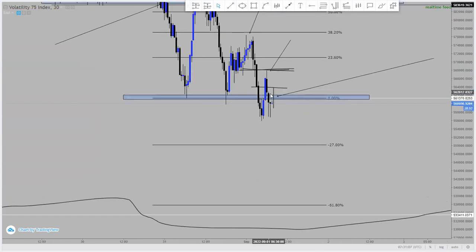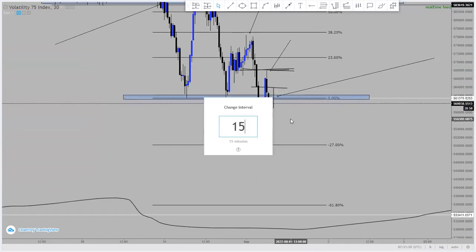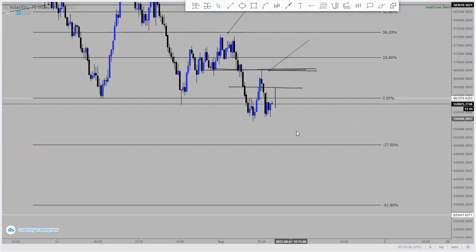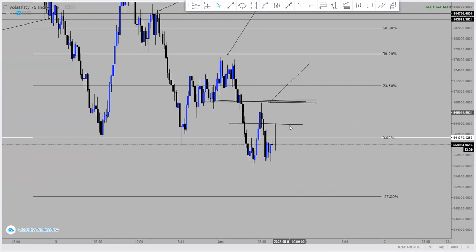So right now, I just want the rejection there. On the 15 minutes, 30 minutes or 1 hour, when we get the rejection, we enter. So that is it for the VIX. I hope it's clear.